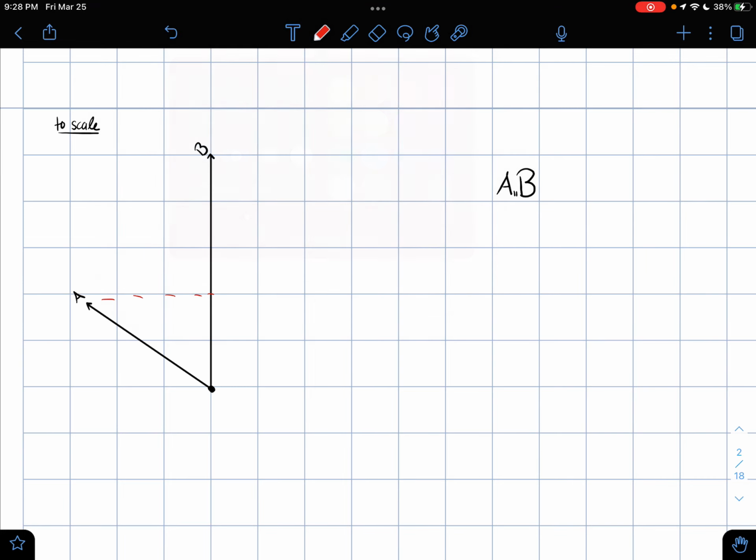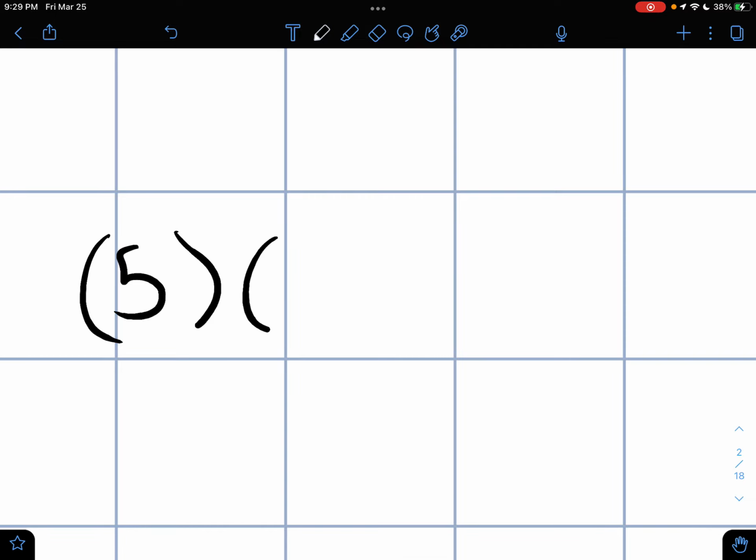Oh, I should switch to my red pen. This is my A parallel, which is, we're going to call it roughly 2, which means that our dot product for these two vectors is 10. Well, that's the answer. 5 times 2, which is our 10.